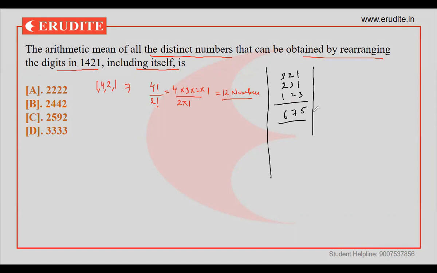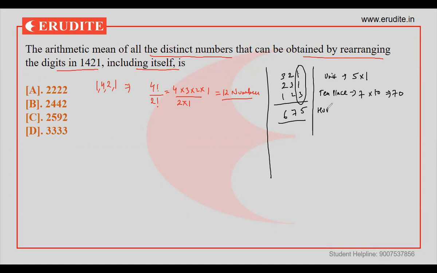Another way to add them is you first add the unit place. So how much is it coming? 1 plus 1 is 2, 2 plus 3 is 5. Unit place sum is 5. Tens place sum is how much? 2 plus 3 is 5, 5 plus 2 is 7. But the point is that the place value of the tens place is 10 times the place value of the unit place. The place value of the unit place is 1, and the place value of the tens place is 10. So the sum will be 70.